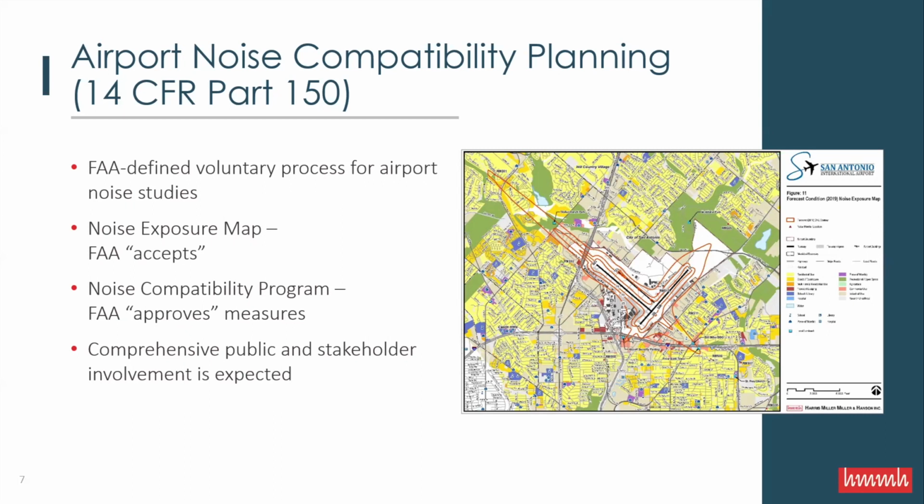The FAA also accepts the noise compatibility program as being done in accordance with Part 150, but then it either approves or disapproves the measures recommended by the airport. And again, comprehensive public and stakeholder involvement is expected. If you were to ask the FAA, one of the primary reasons an airport should undertake Part 150, outside of the funding mechanism and outside of the process, is to reach out to your communities and understand their concerns with the noise they're experiencing from aircraft operations.